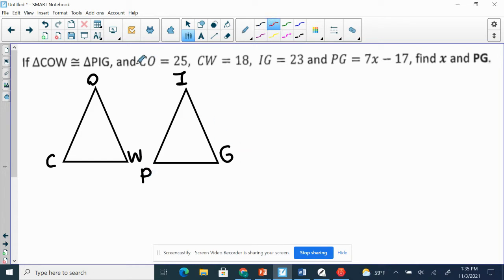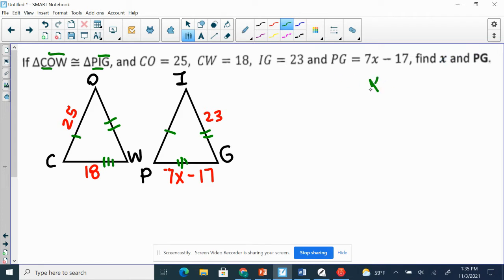This time it tells me that CO is 25, so the length of this side is 25. CW is 18, and IG is 23. PG is 7x minus 17. There's a lot of information this time, but maybe it's helpful to you too. CO is congruent to PI. OW is congruent to IG. And then our bottom sides are congruent to each other. So realistically, it says find X and PG.